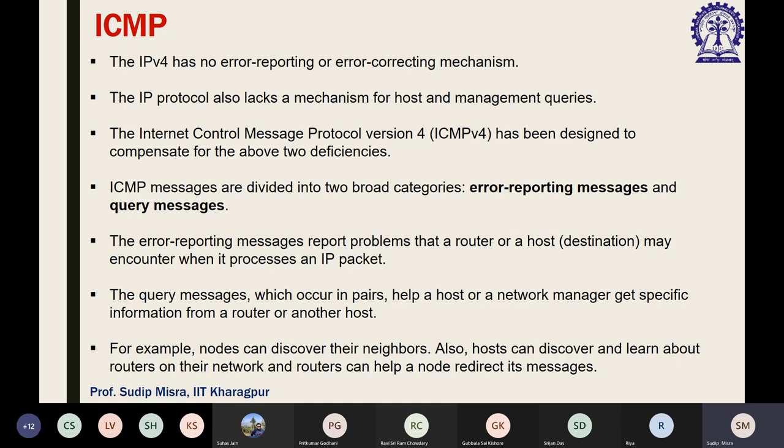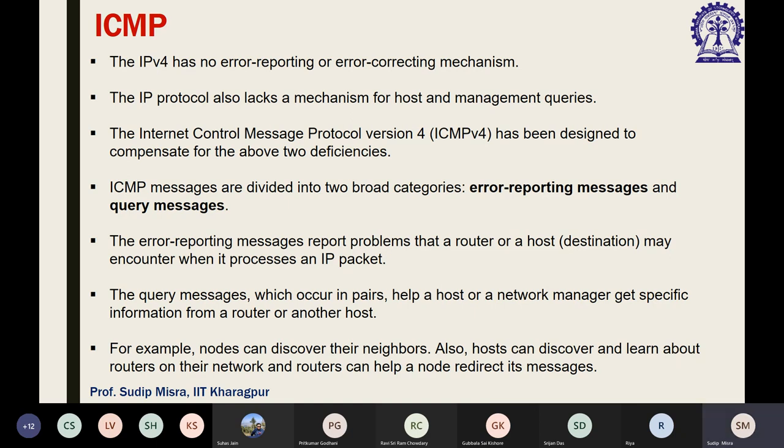So in order to compensate for these deficiencies, a protocol called ICMP, Internet Control Message Protocol, was designed. This ICMP has two main functions. One is to handle error reporting, and the second is to handle queries. So error reporting messages and query messages are the two types of ICMP messages.